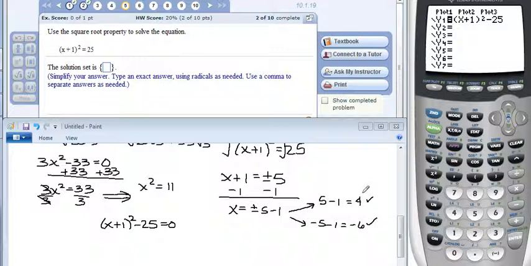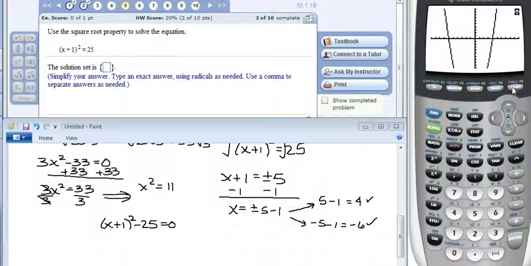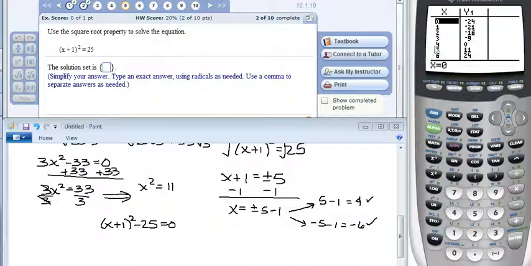And I'm saying it's crossing at 4 and negative 6, because remember, those are my solutions or my x-intercepts. And is it? 1, 2, 3, 4. There's one. 1, 2, 3, 4, 5, 6. There's the other one. Okay? We can verify that precisely through the table. Here's 4, 0. That one works. And then we'll go to -6. There's the other one, -6, 0.